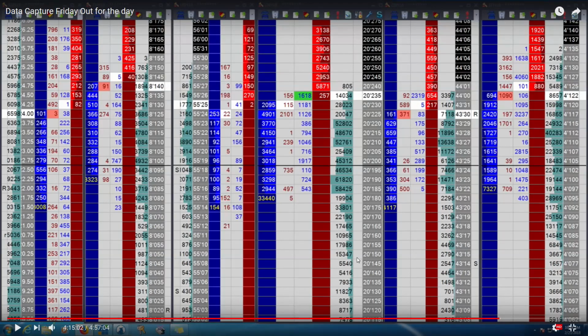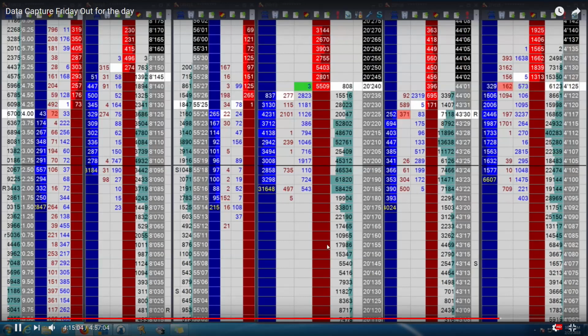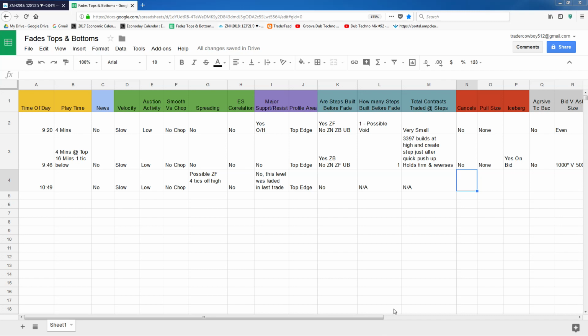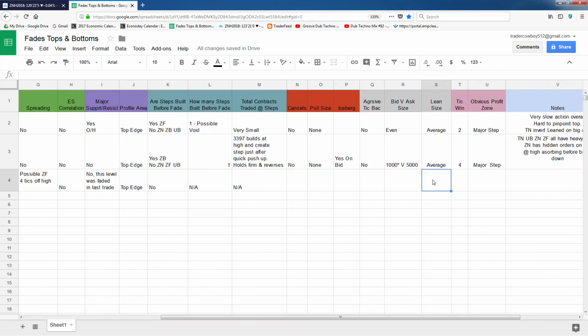And here it goes. A bunch pulled right there. About 5,500, roughly. Price taps it.